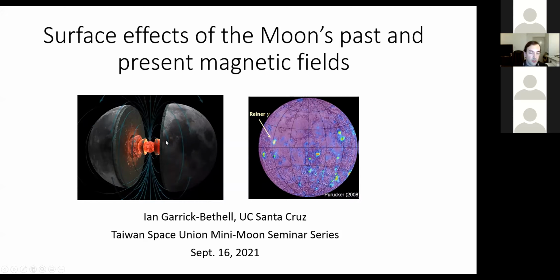And these cartoons here show you the magnetic field generation on the moon billions of years ago in the tiny little core of the moon. And then today we see the record that's left of that era. We can see these little magnetic anomalies, and we'll talk about some of those. So the talk is in 2 parts. I'm going to talk about the past magnetic field and the present magnetic field, and again, how each of those different types of magnetic field has influenced the surface composition.